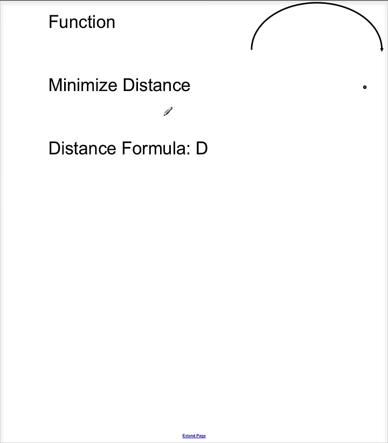Now let's look at what happens when we're trying to optimize distance problems. There are a couple tricks that will help you. You're going to be given some function f, and you're going to be given some point x naught, y naught, and you're going to need to minimize the distance from this point to a point on the curve, and the point on the curve is x, y.